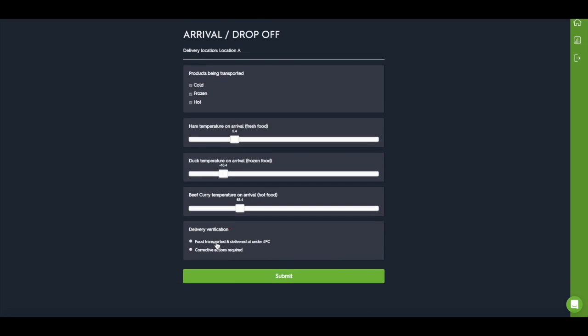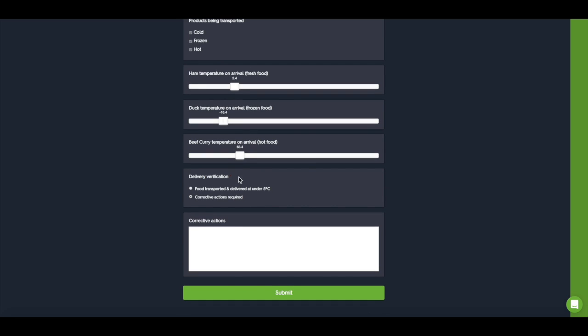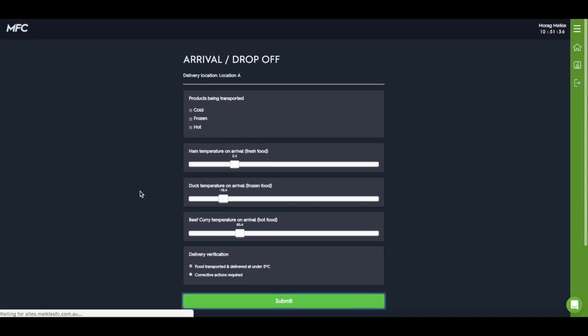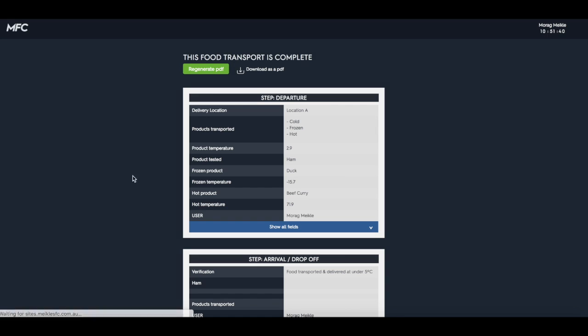Then there's a final verification by the user to close the workflow out to say yes, they were indeed the temperatures. If they weren't the temperatures and there was something up and they needed corrective actions, we can also input what the corrective actions were in there as well. Typically we'd expect that to be transported and delivered, in the case of cold food, under 5, but under temperature control through the whole workflow. So then we'll hit submit and that will close the workflow down, and that is food transport.